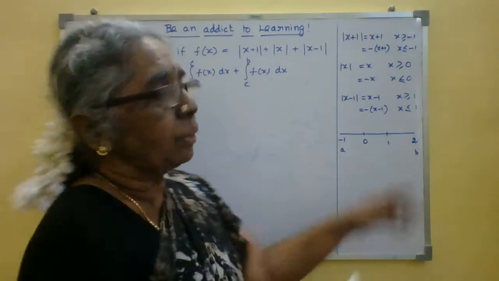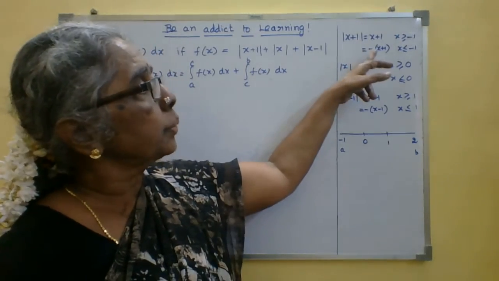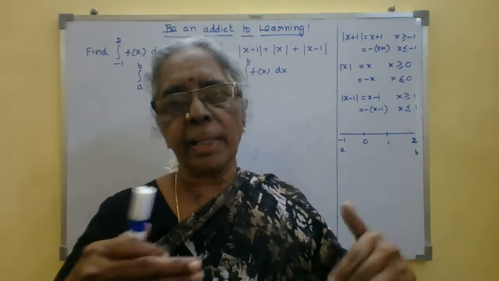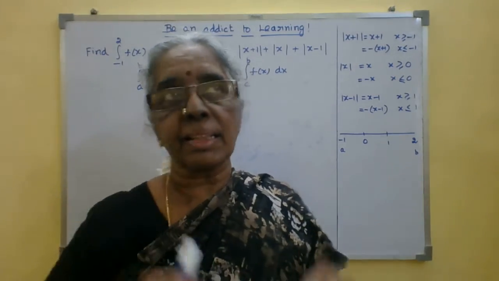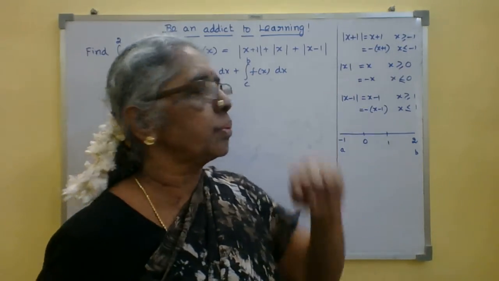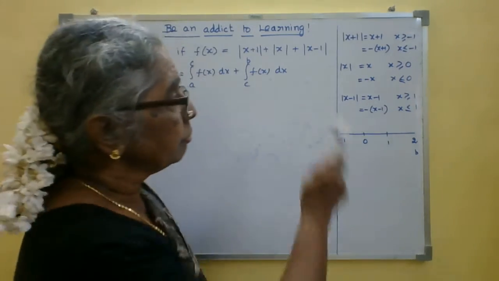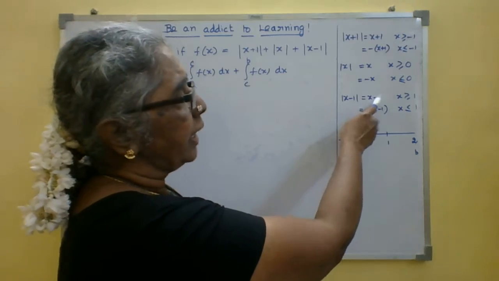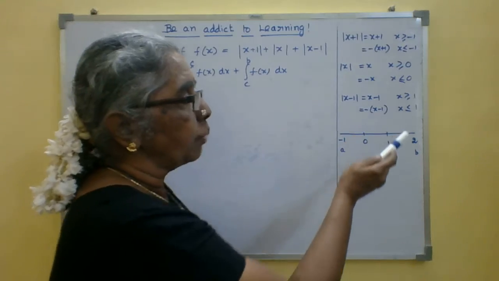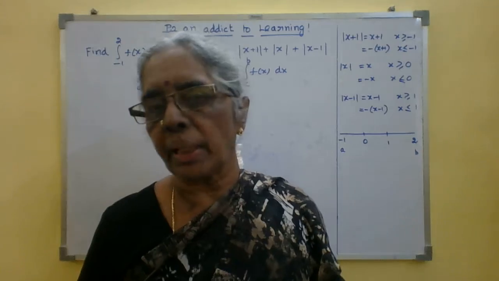Mod x plus 1 is equal to x plus 1 when x is greater than or equal to minus 1. It is equal to minus of x plus 1 when x is lesser than or equal to minus 1. We can have the equality on both because it is a continuous integral, right? Then mod x will be equal to x when x is greater than or equal to 0. It is equal to minus x when x is lesser than or equal to 0. Mod x minus 1 is equal to x minus 1 when x is greater than or equal to 1. It is equal to minus of x minus 1 when x is lesser than or equal to 1. All these things you have learnt in the previous videos.